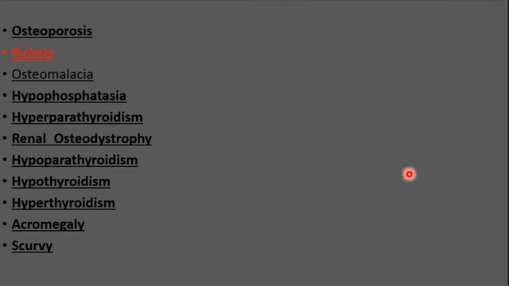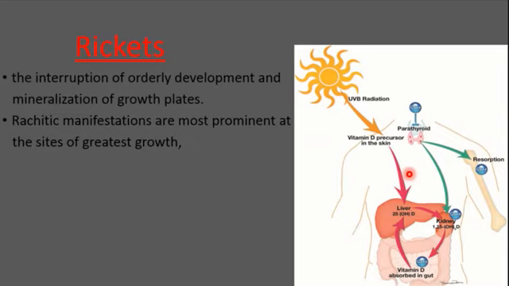So we finished osteoporosis. Now we're going to rickets. Rickets is the interruption of the orderly development and mineralization of the growth plate. Rachitic manifestations are most prominent at the sites of the greatest growth, such as the distal humerus, distal femur, distal radius, and ulna.